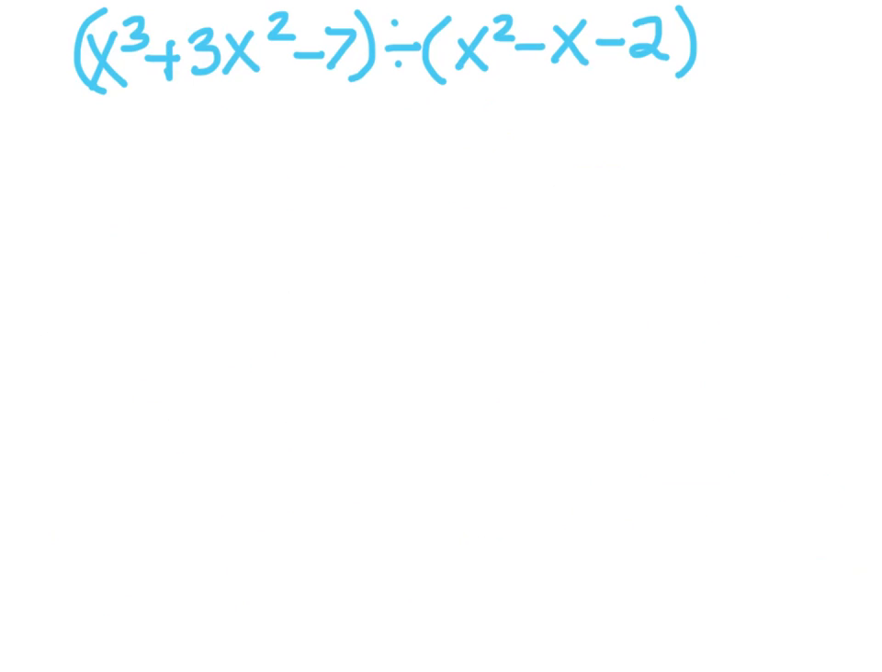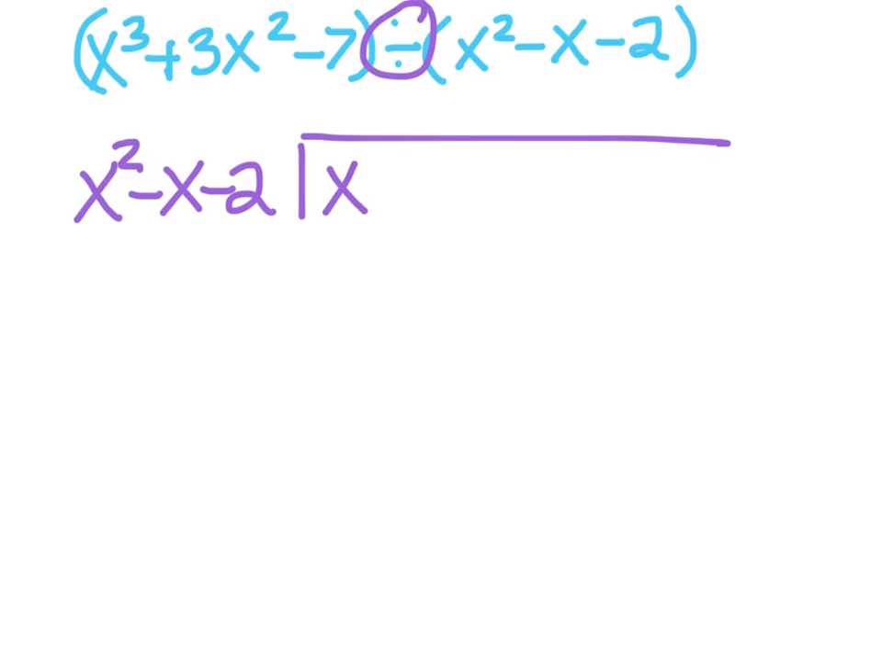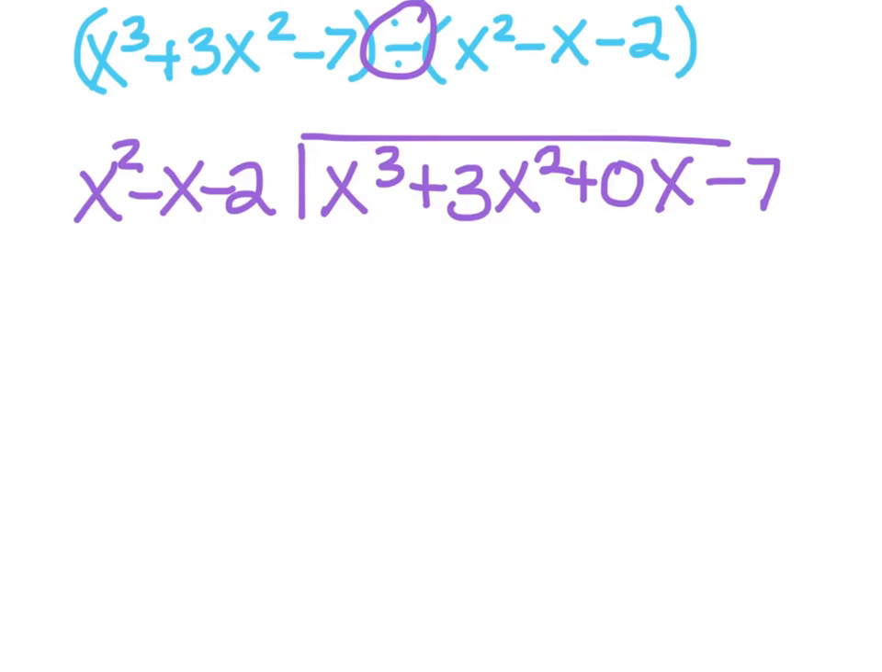So now we'll do one more just for good measure, and I wrote it differently. I wrote it with a little division symbol. Nothing different about that. So we're going to put what we're dividing by on the outside, x squared minus x minus 2, into x cubed plus 3x squared, and I picked this one because I don't have an x term. And just like when we were doing the vertical adding and multiplying and stuff, we need a spot for it. So we have to have plus 0x and then minus 7. You have to have that spot.